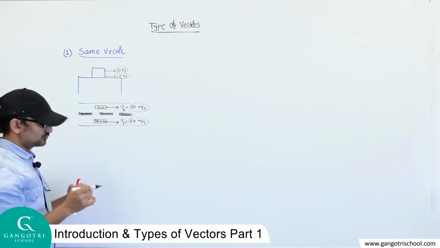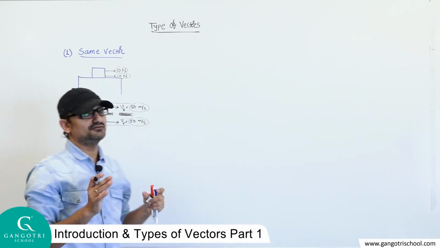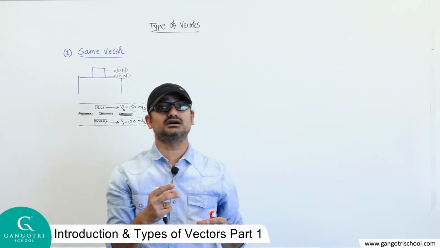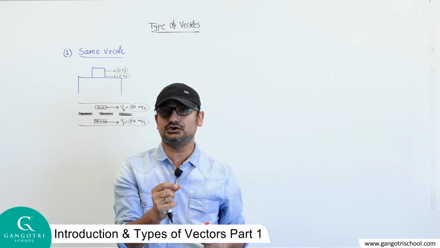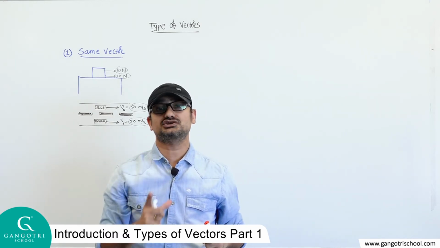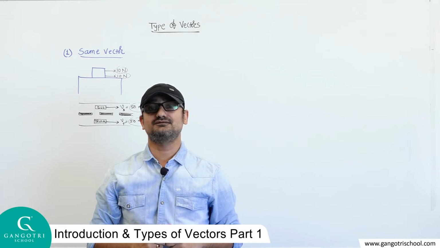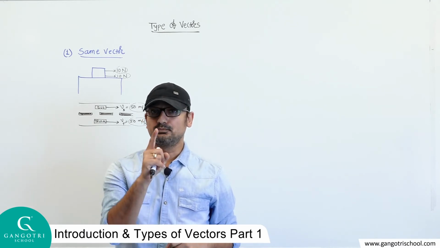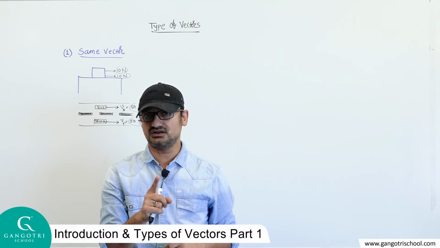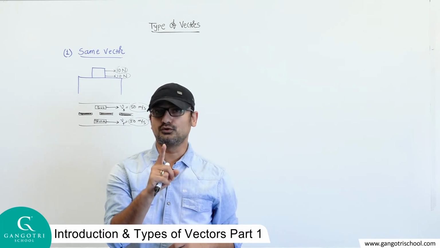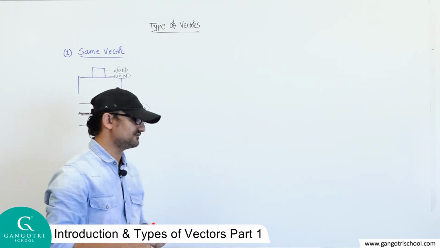So the definition of same vector means if two vectors are equal in magnitude as well as equal in direction, they are known as a same vector. Remember, both should be equal, direction as well as magnitude. If both are equal, then they are known as a same vector.